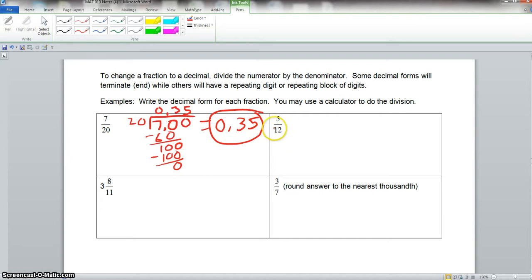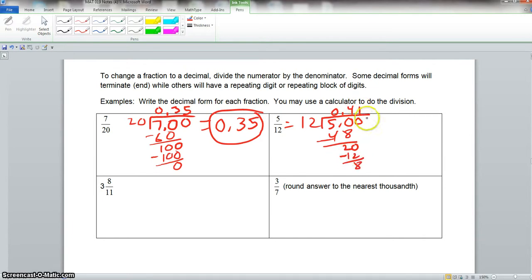Now we have 5/12. Now what we need to do is take 12 into 5 and make that 5.0. 12 goes into 5 0 times. 12 goes into 50 4 times. 4 times 12 is 48. 50 minus 48 is 2. We will add a 0. Bring that down. 12 goes into 20 one time. 1 times 12 is 12.